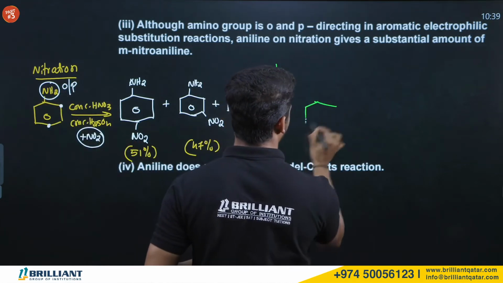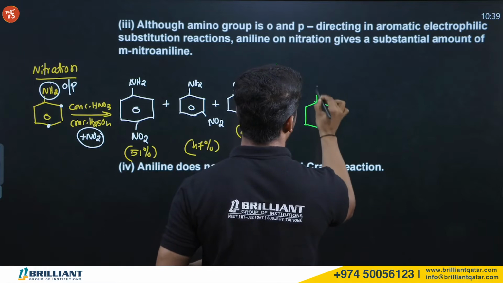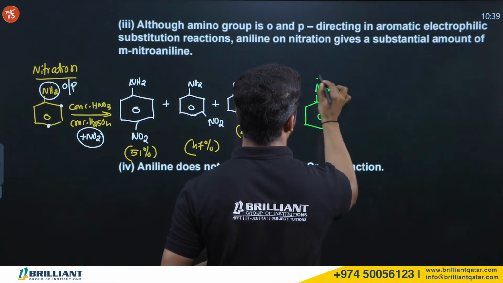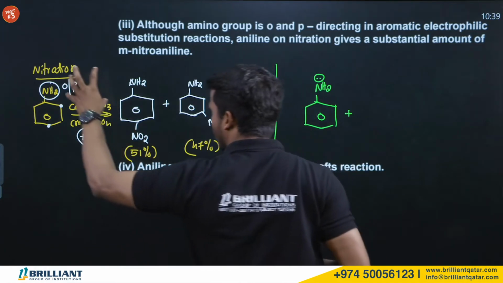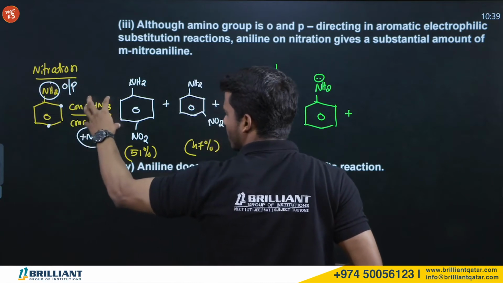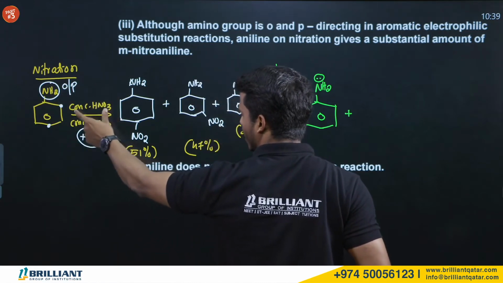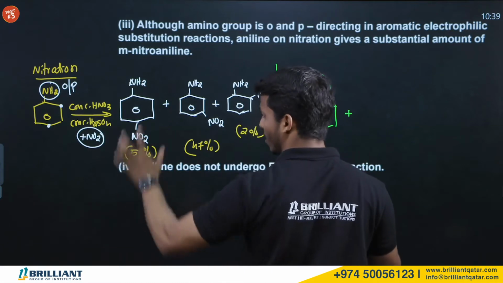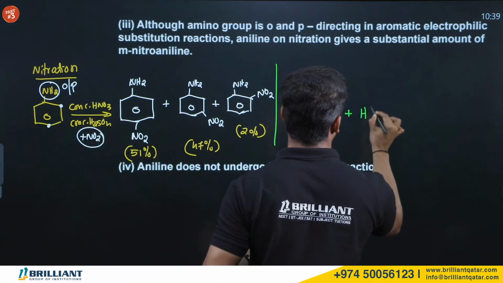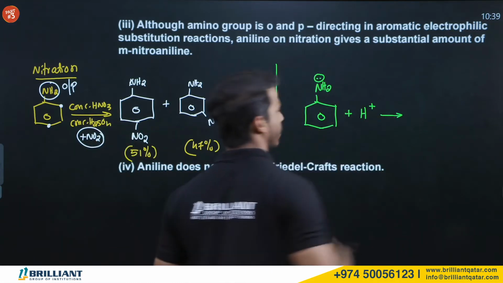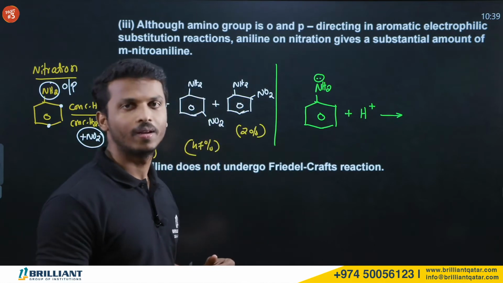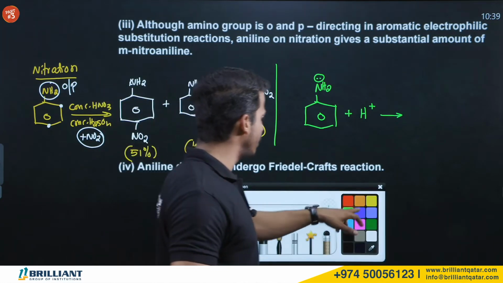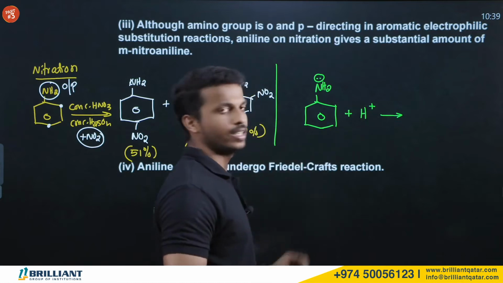Dear student, the main reason is, here your species is aniline. Let me take the aniline species once again, NH2, nitrogen with a lone pair. Now you're treating aniline with a highly acidic medium, concentrated nitric acid and concentrated sulfuric acid. It's a very highly acidic medium. You know, an acidic medium contains H plus ions. So what will happen? Amines are basic in nature and H plus is acidic in nature.